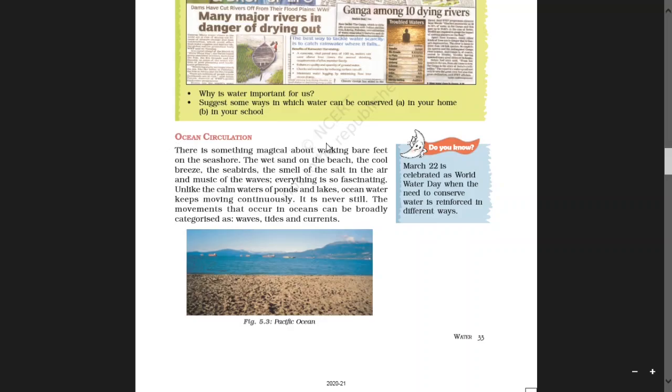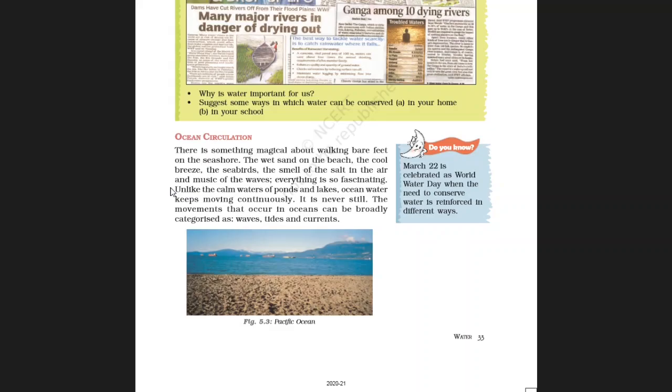There is something magical about walking barefoot on the seashore. There is something magical, okay? It is very interesting also, walking without any shoes or slippers or chappals, barefoot on the seashore, means at the side of the sea. The wet sand on the beach means a sandy or pebbly shore. The cool breeze means a gentle wind. The sea birds, the smell of the salt in the air and the music of the waves, everything is so fascinating. All these things are very attractive to us, okay.